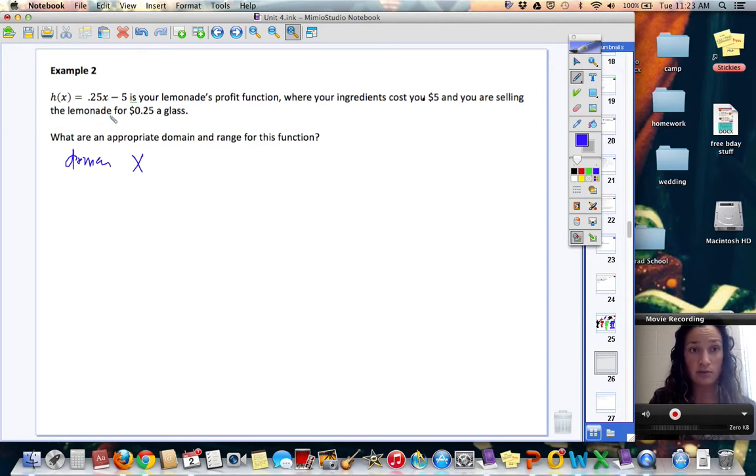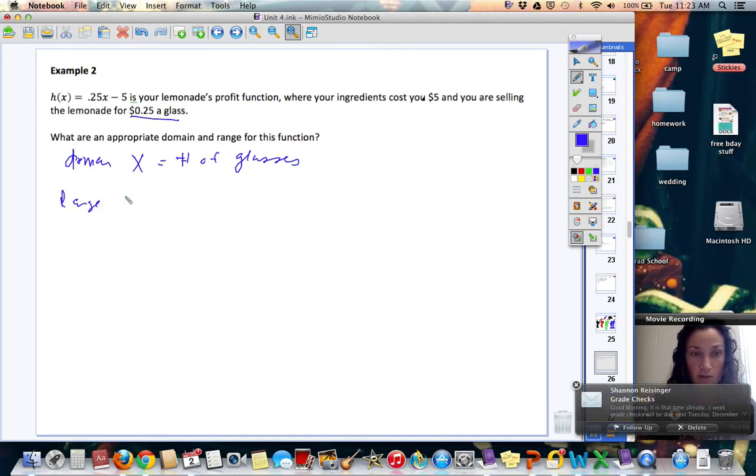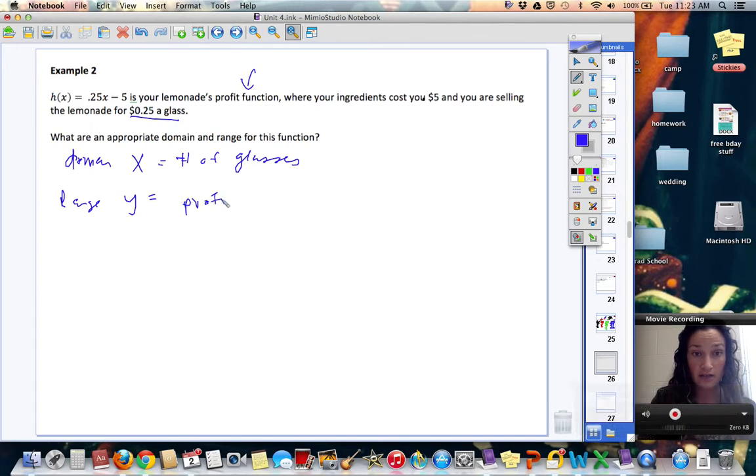If I read this problem, h of x equals 0.25x minus 5 is my lemonade profit function, where my ingredients cost you $5 and you are selling lemonade for 25 cents a glass. Well, the 25 goes with the glass, so my domain values, my x values, would be the number of glasses that I sell. My range is my y values, and it tells me right here that this is a profit function. So my y would be my profit. That's just determining domain and range.